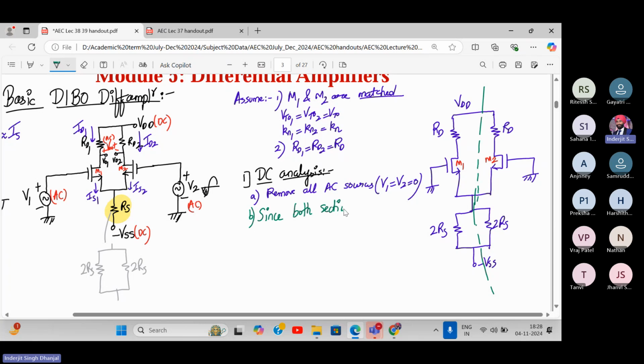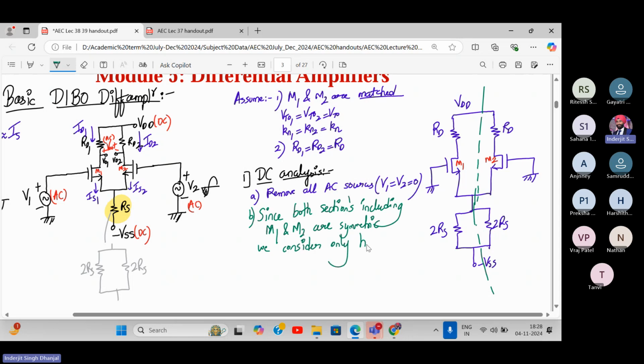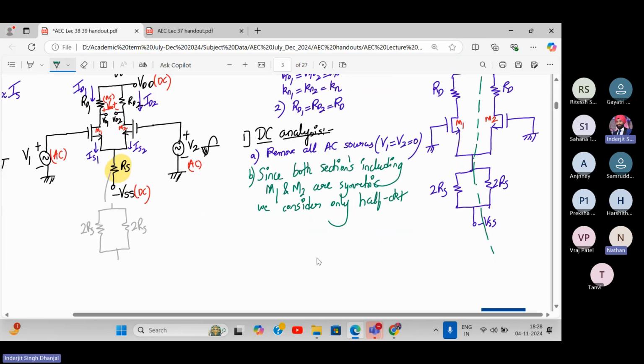So we can say since both sections, including, I hope you're writing along with me, including M1 and M2 are symmetric, we consider only half circuit. So what do you mean by half circuit? Either you consider left half circuit or right half circuit. Are you getting it? Students, are you following what we are doing? Yes, sir. All right.